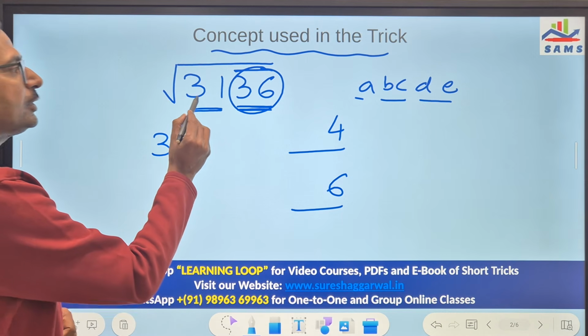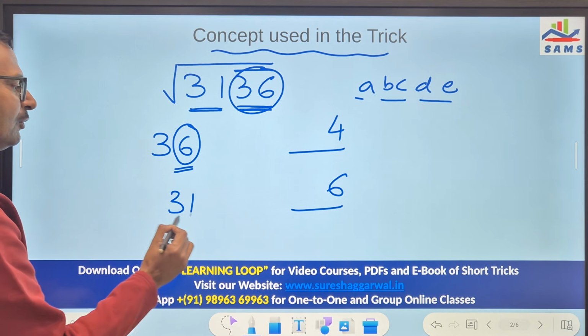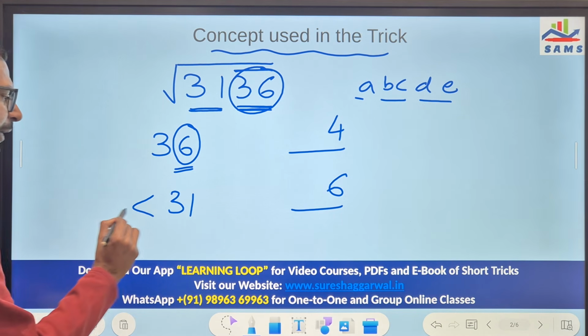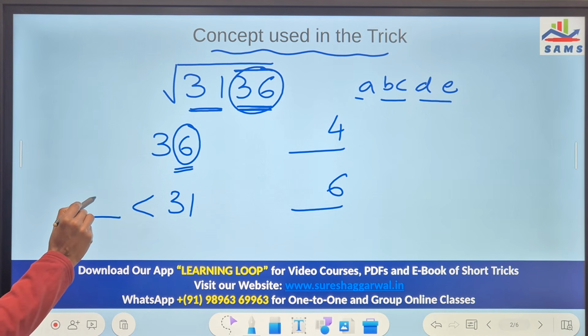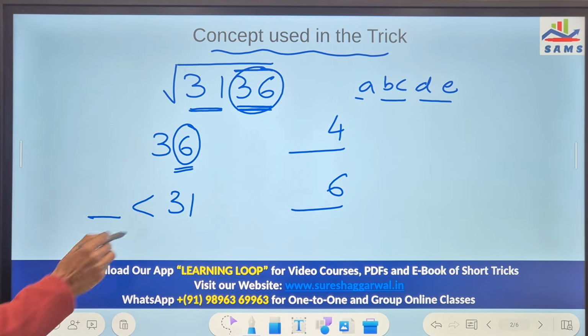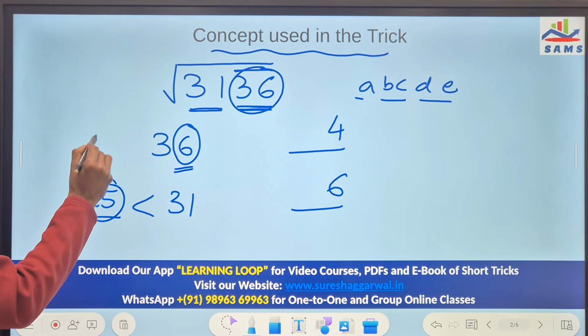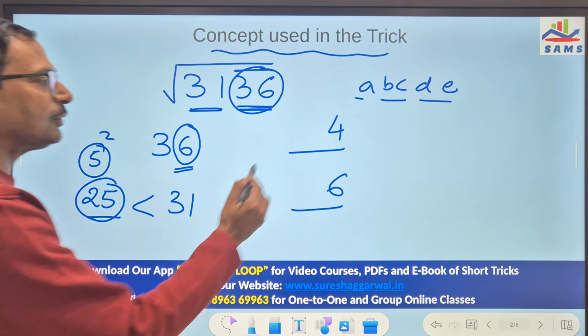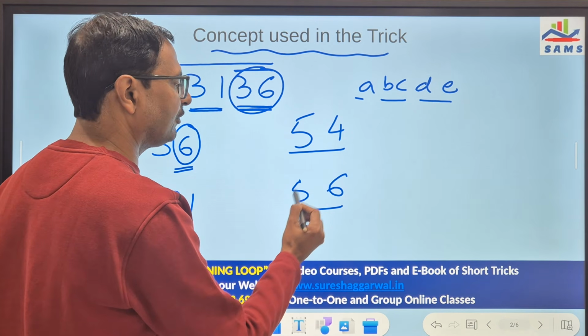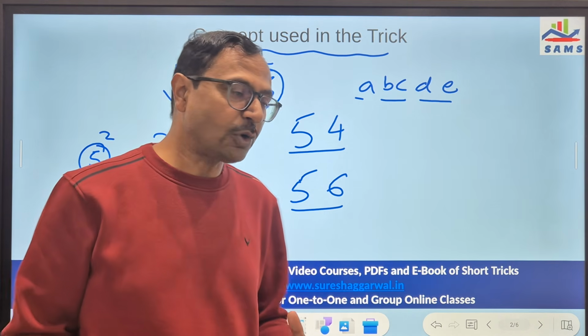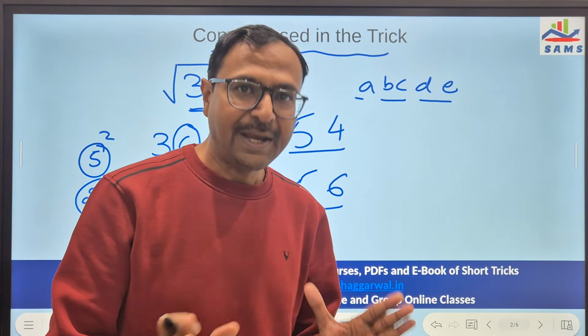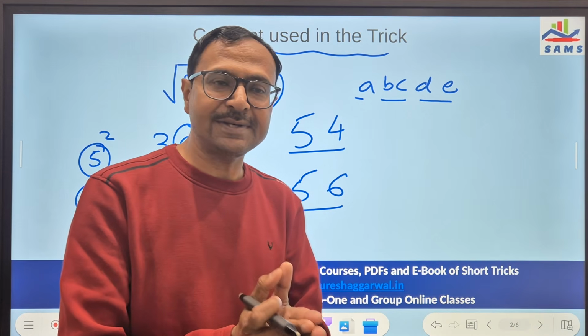Now what about the remaining number 31? For 31, I need to find a perfect square number which is closest to 31 but not greater. That is 25, and 25 I know is 5 square. So this 5 forms the tens digit of your answer. So either 54 or 56 is your answer.